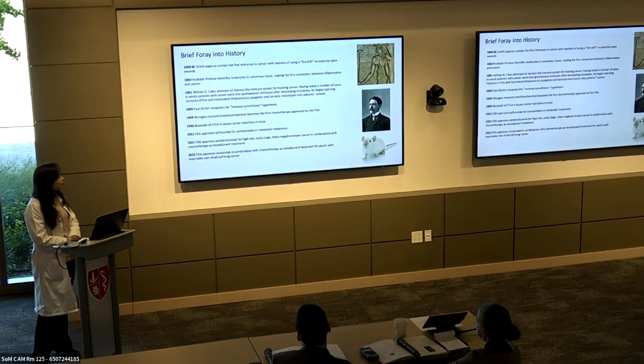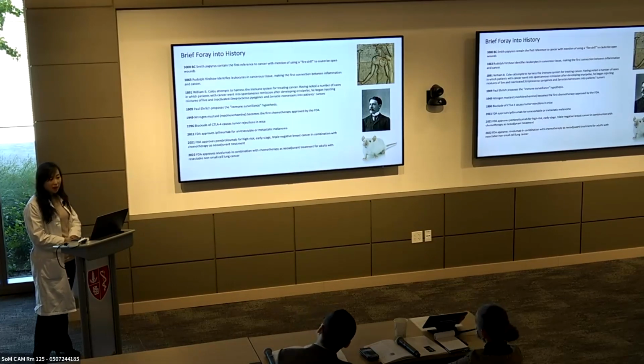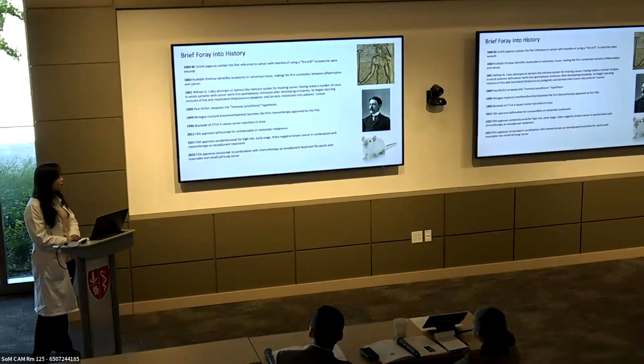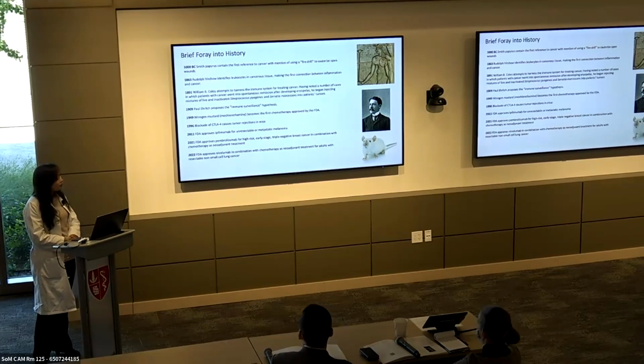In 1909, Paul Ehrlich proposed the immune surveillance hypothesis, which is the thought that the host immune system is capable of preventing neoplastic cells from developing into tumors. In 1949, the first chemotherapy drug was approved by the FDA. In 1996, blockade of CTLA-4 was found to lead to spontaneous tumor rejections in mice, which subsequently led to, in 2011, the approval of ipilimumab, a CTLA-4 inhibitor, for use in unresectable or metastatic melanoma.